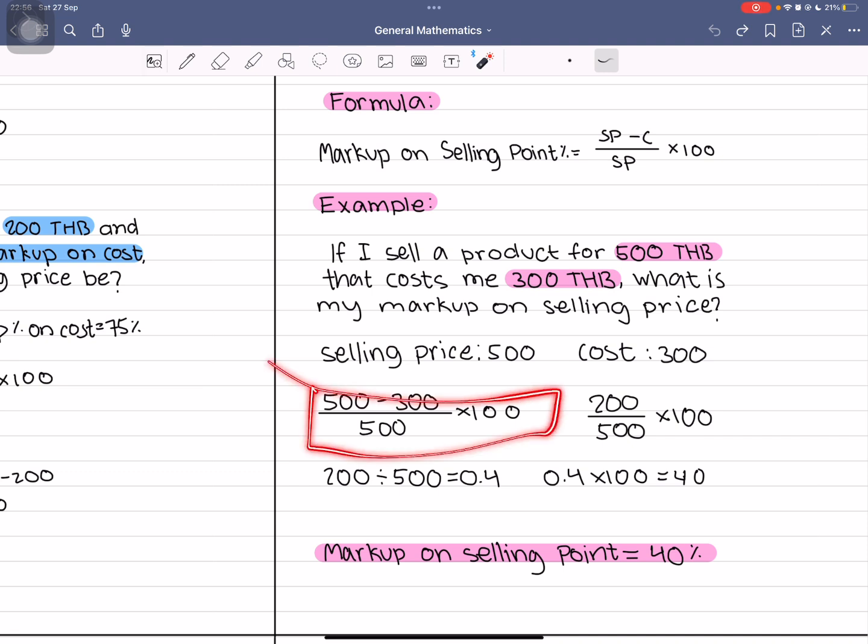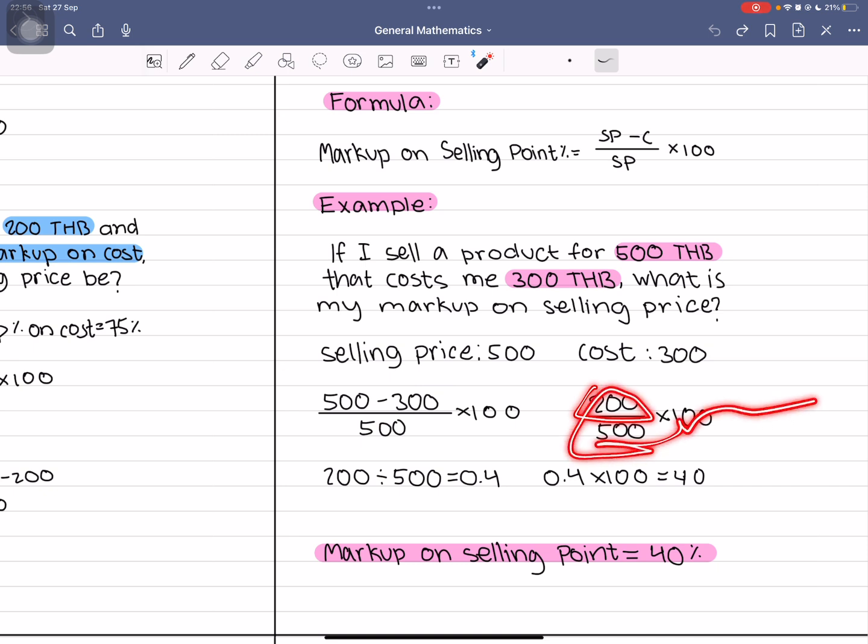We get this, and then we just minus 500 and 300, which will give us 200 over 500 times 100. And we will do this one first, which is 200 divided by 500, which will give us 0.4. And we will bring that 0.4 to multiply it by 100, which will give us 40.